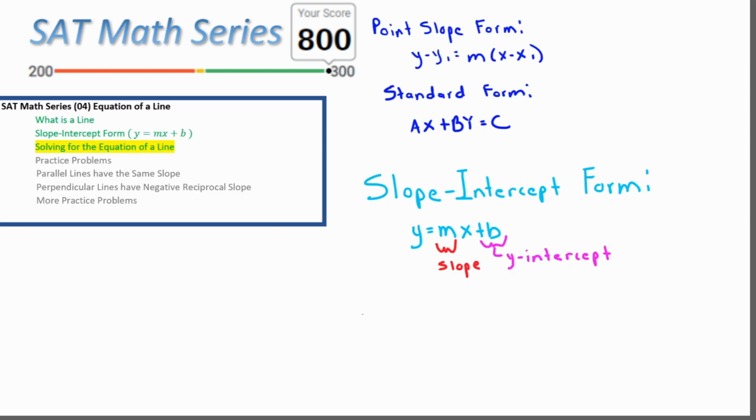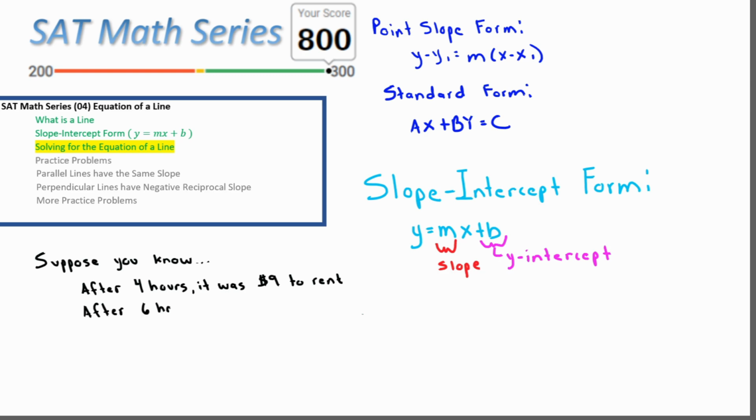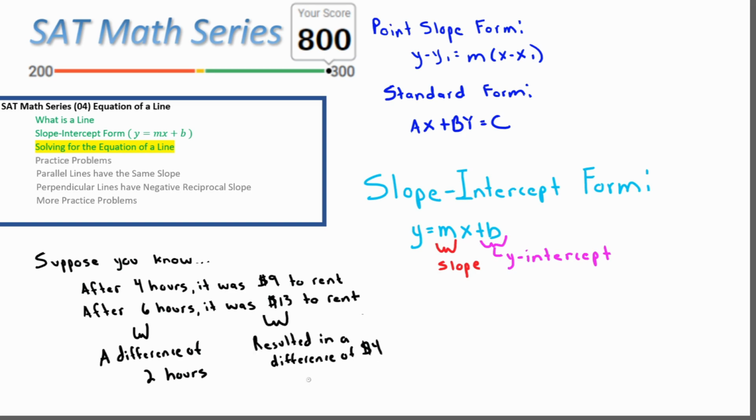In school you might have used the point-slope form of a line, or perhaps the standard form of a line, but here we'll be using the slope-intercept form. Let's return to our previous example, where we are renting something for $2 an hour with a $1 flat fee. Suppose you didn't know how much it costs to rent per hour, but you did know that after 4 hours it was $9 to rent, and after 6 hours it was $13 to rent. You could then reason that this difference of 2 hours resulted in a $4 difference, or $2 an hour.